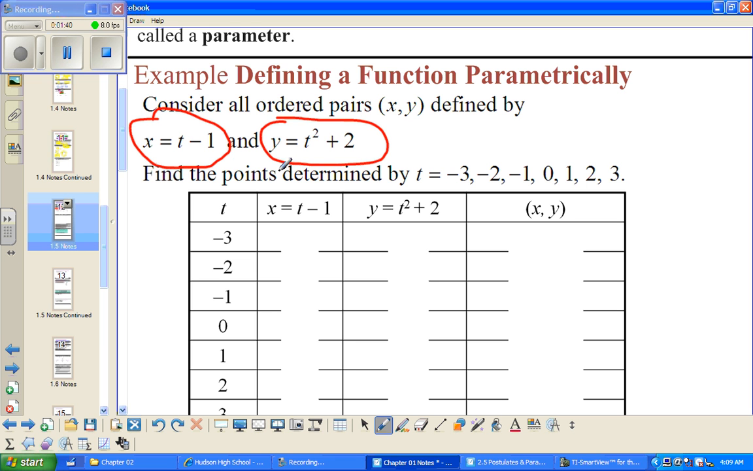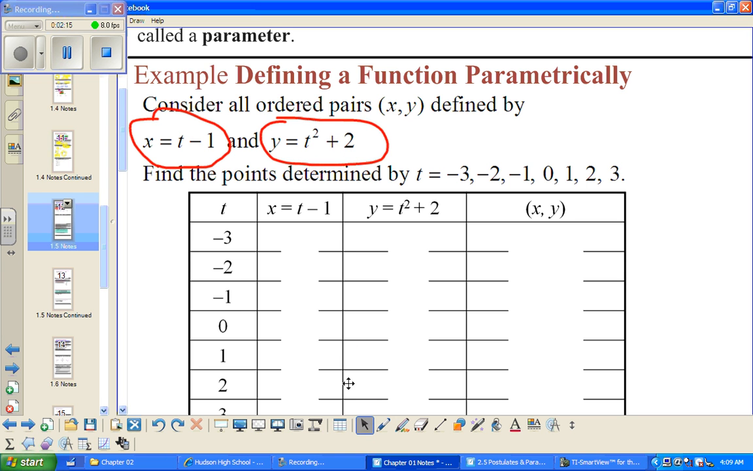Basically the way this works is you will have two equations, and those two equations will determine all the points that you would graph for your function. So how it works is you plug in all the different possible values for t. Whatever you plug in for the t in the equation with an x, you plug in for the t in the equation with a y, and the answer you get for what x equals and the answer you get for what y equals becomes the xy coordinate point.